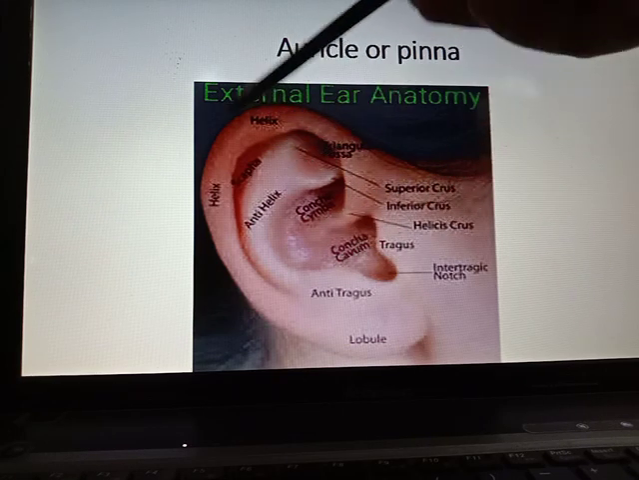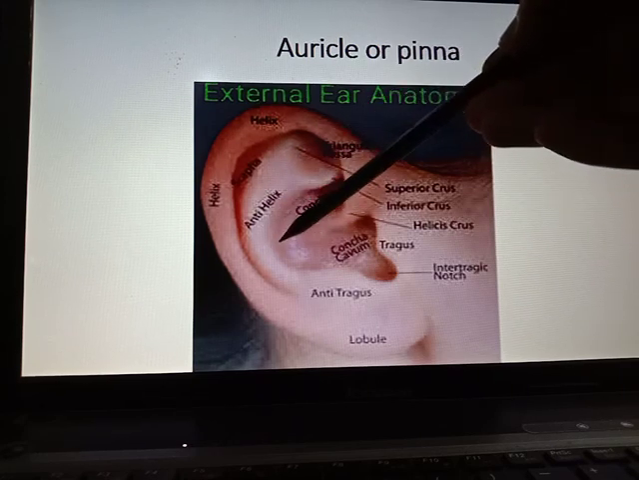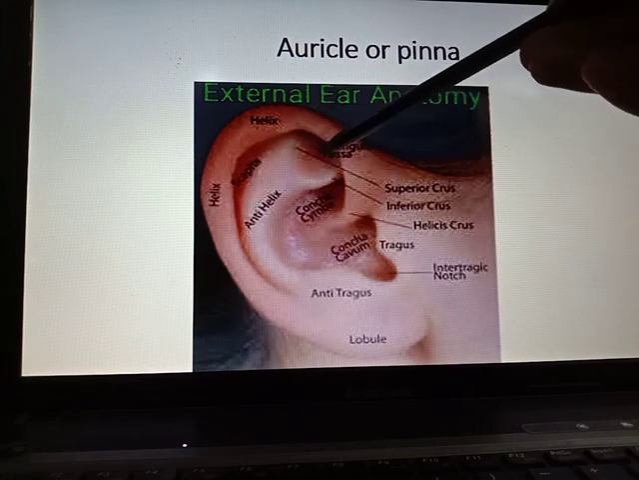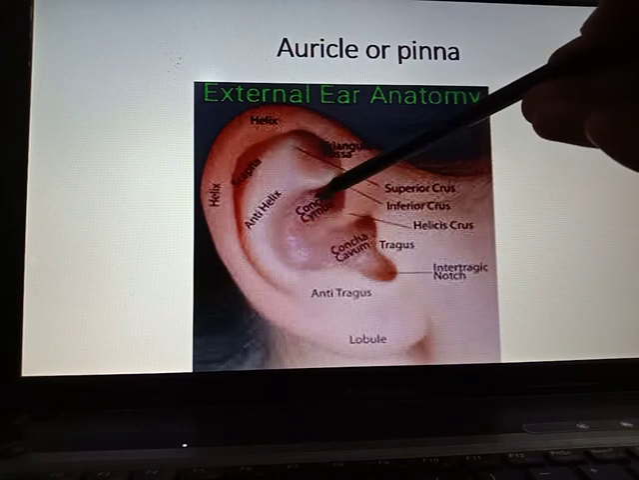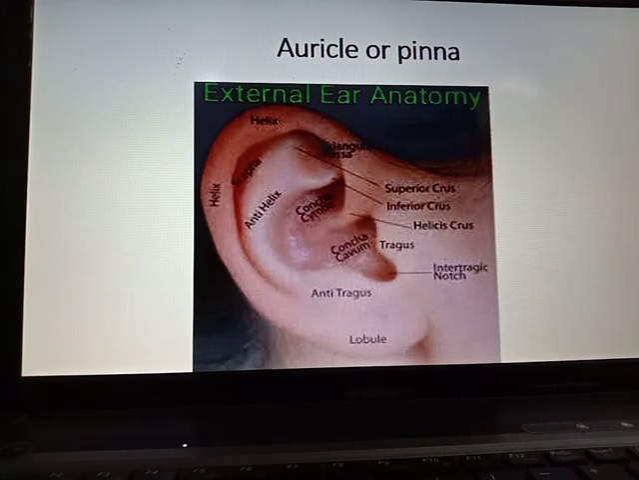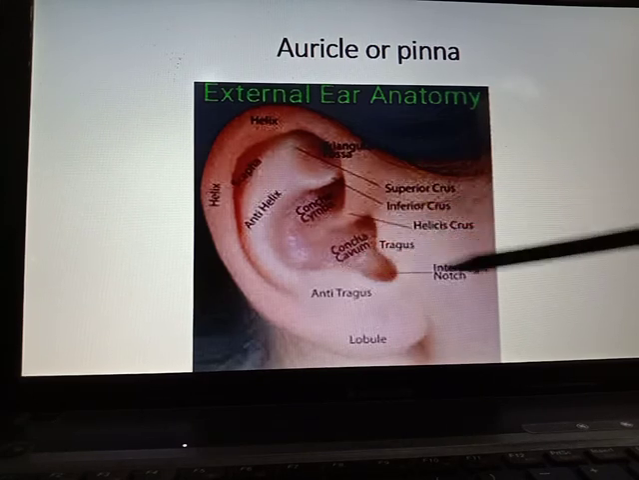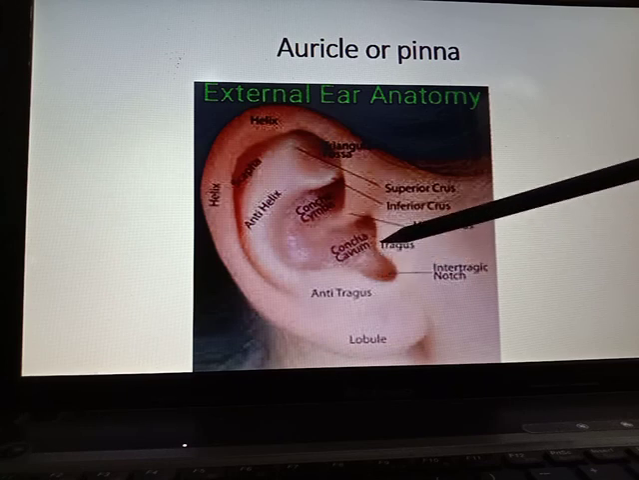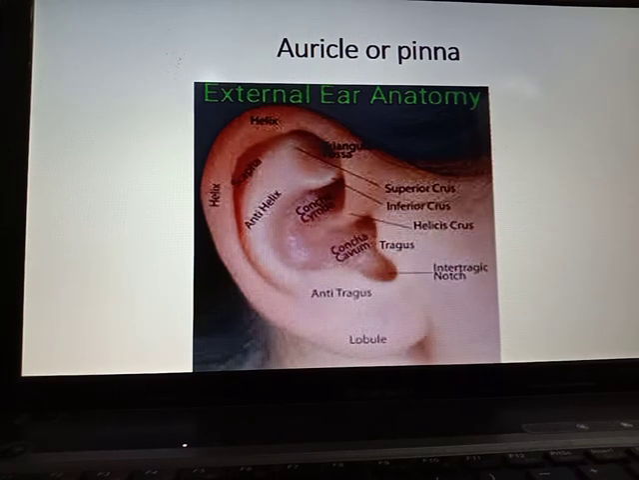Inside the helix, this elevation is the antihelix. There are two fossae, the scaphoid fossa and the triangular fossa. This part is known as the concha cymba and the concha cavum. In between the tragus and the antitragus, there is one depressed portion known as the intertragic notch, and this part is the superior crus and the inferior crus. These are the parts of the auricle or the pinna.